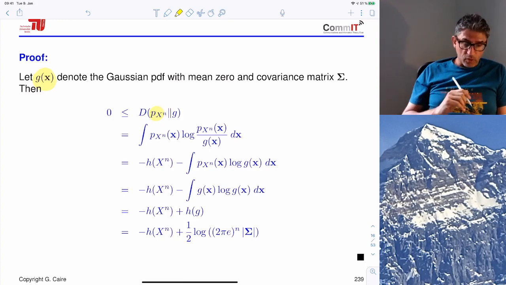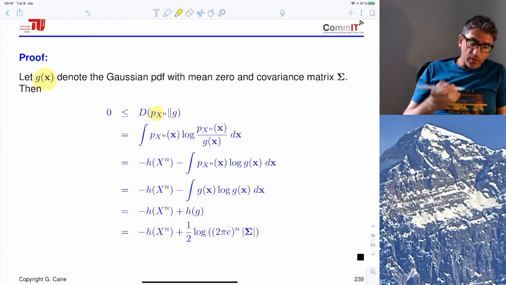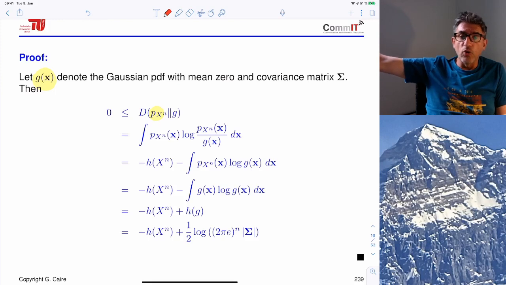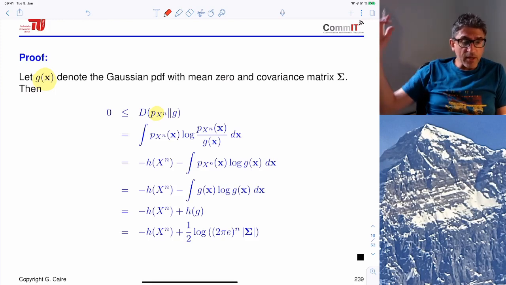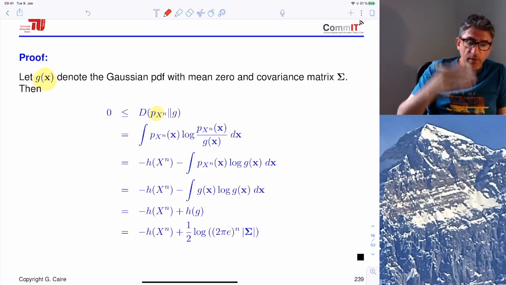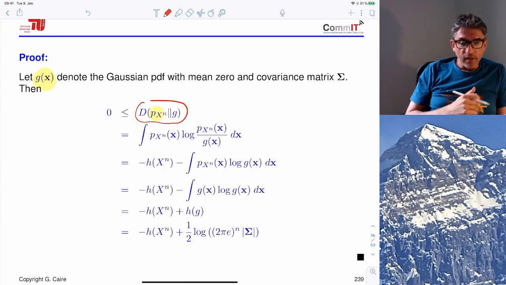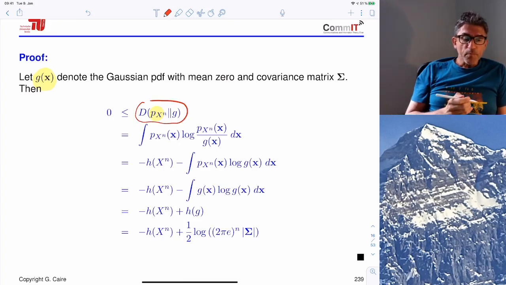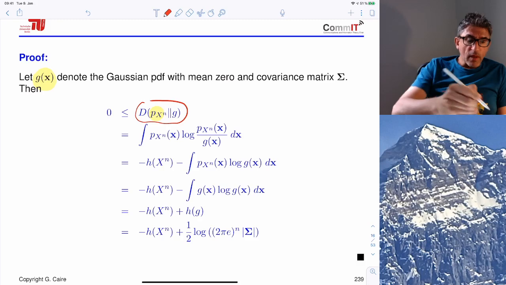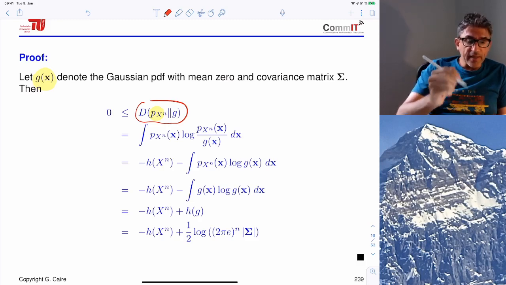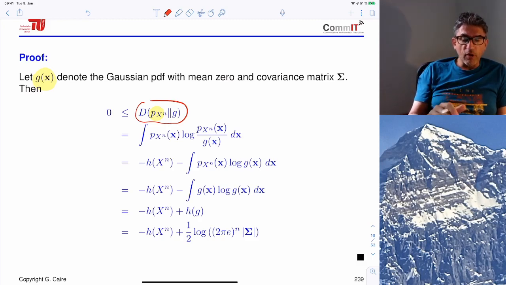So we use the non-negativity of divergence, and we use the fact that a Gaussian distribution is defined over the whole n-dimensional space. So it's never 0 because it's exponential. So for sure this divergence is well defined because the domain of G is the whole space. So we use the fact that the divergence is not negative, so 0 less or equal than the divergence. We write the divergence in its explicit form.